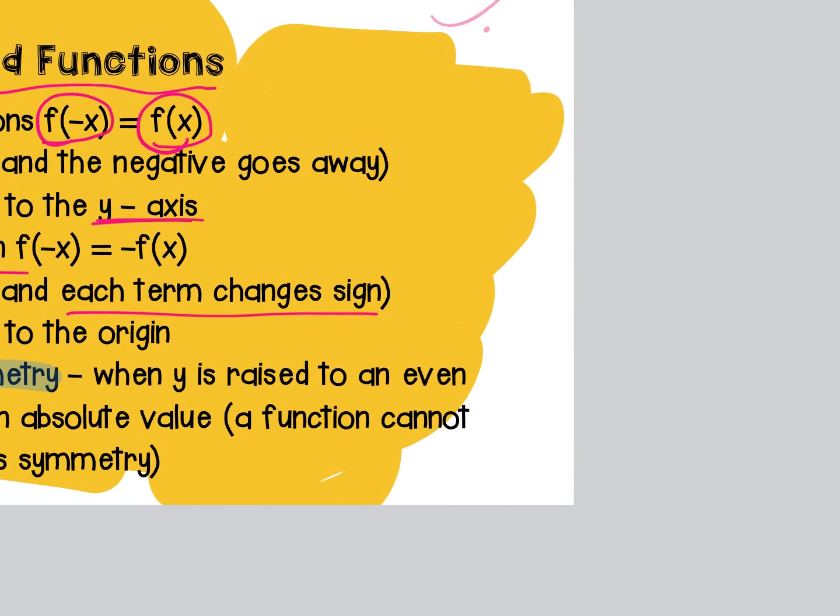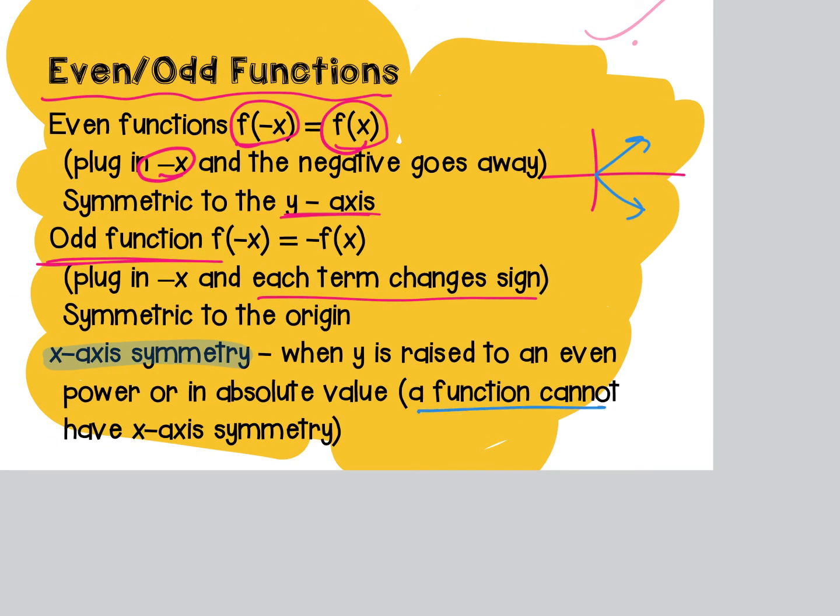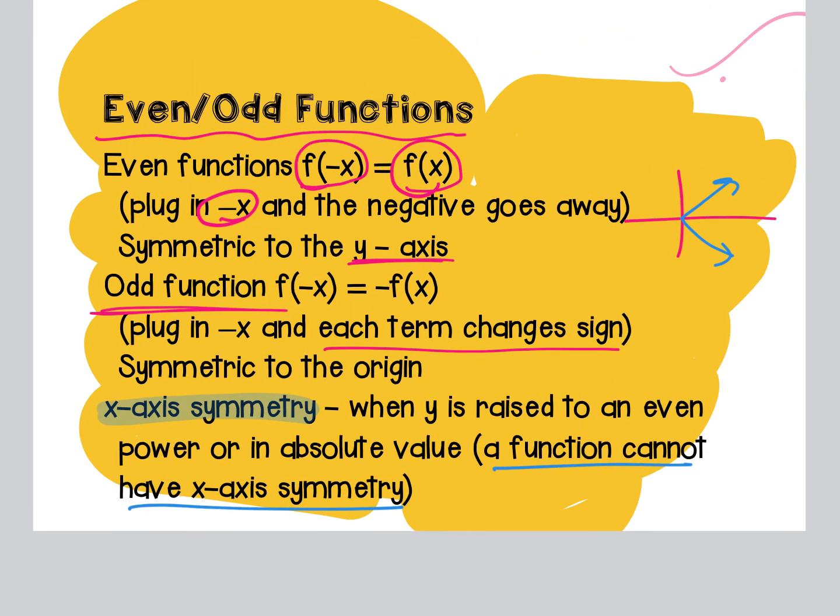If it was symmetric to your x-axis, it would look something like this. And that would fail your vertical line test, okay? So functions cannot have x-axis symmetry. They would fail the function test. So you're really just seeing if it's even, which means it's symmetric to the y-axis, or it's odd, which means it's symmetric to the origin.